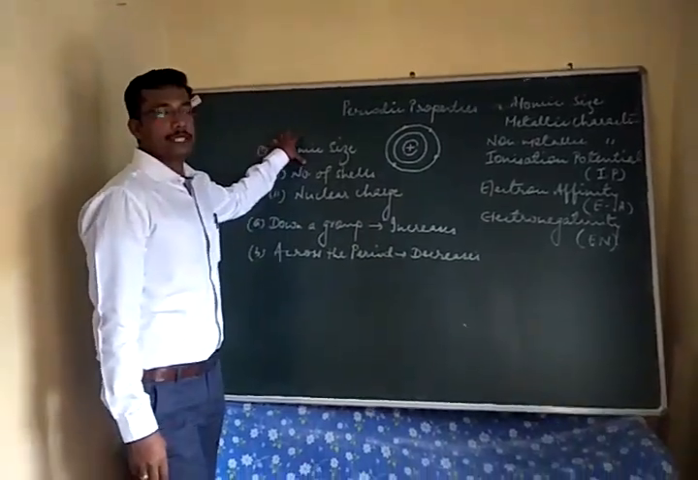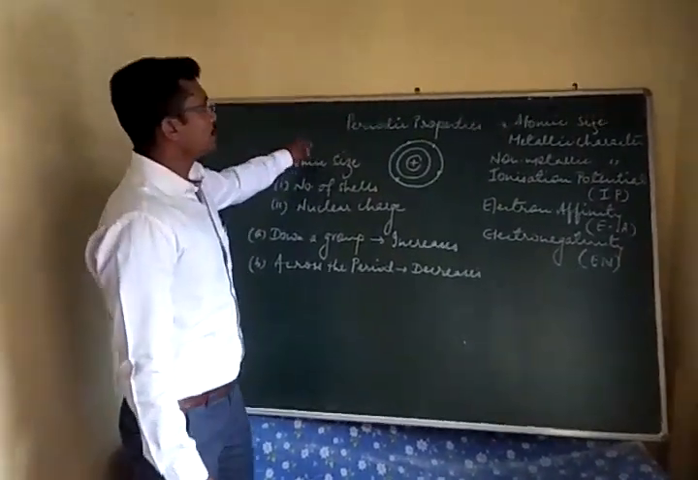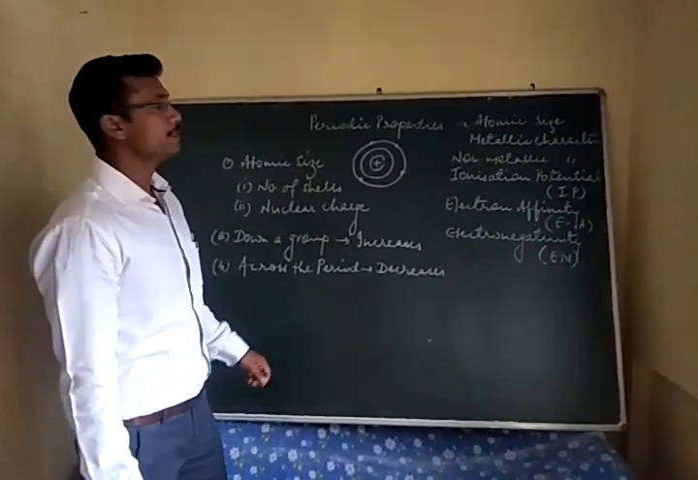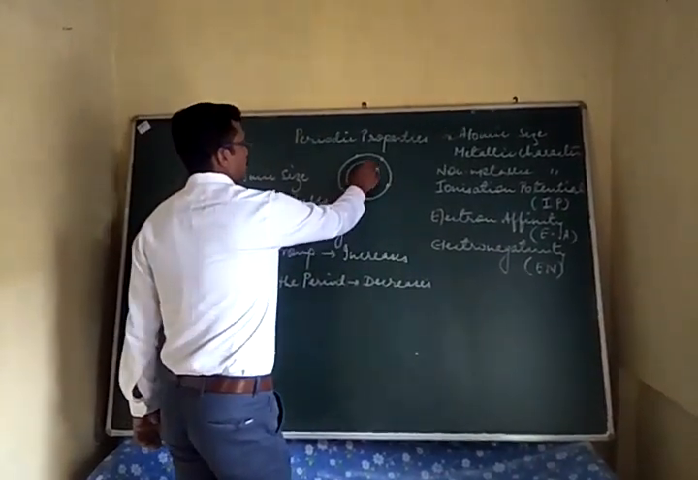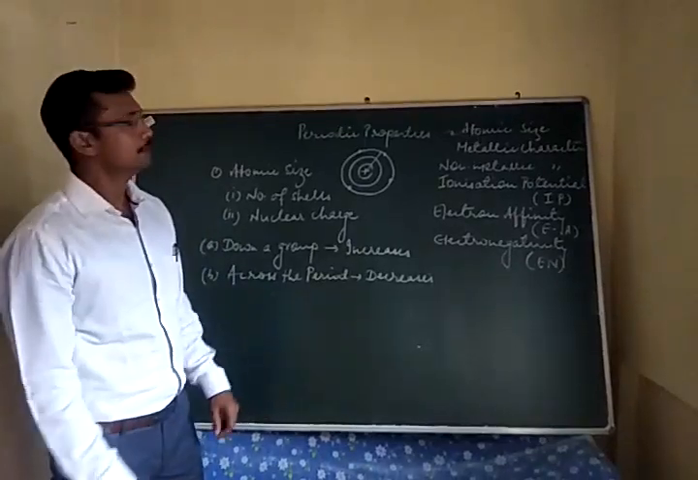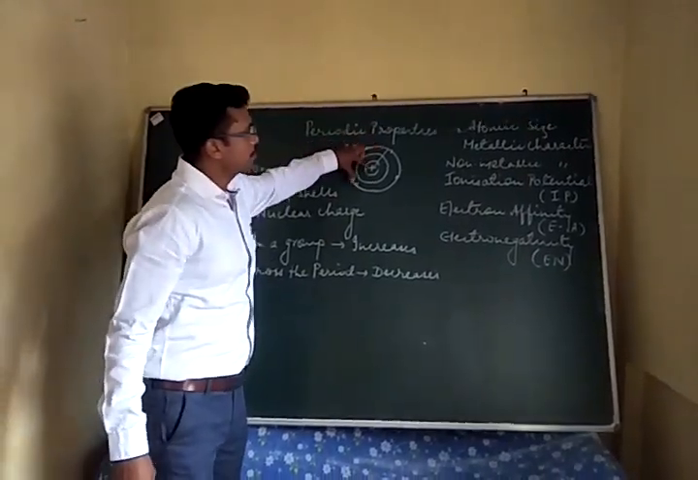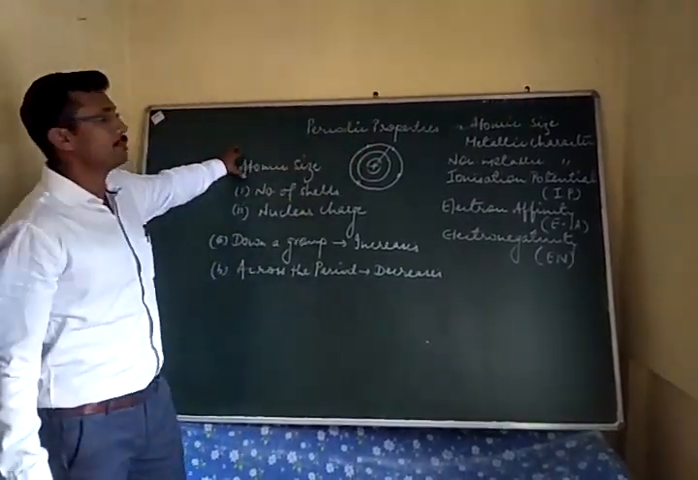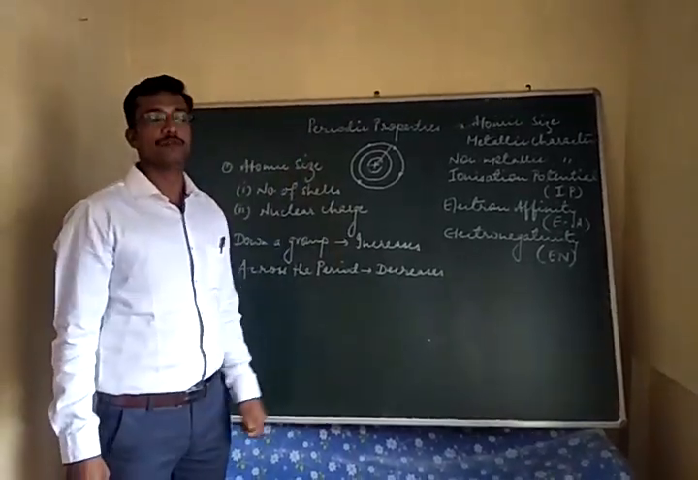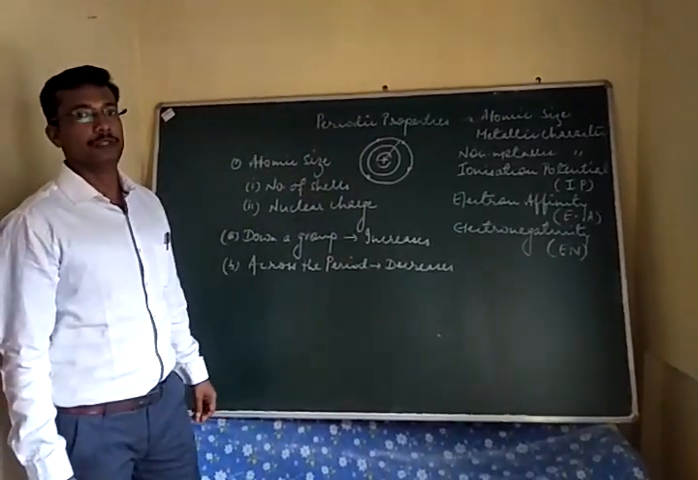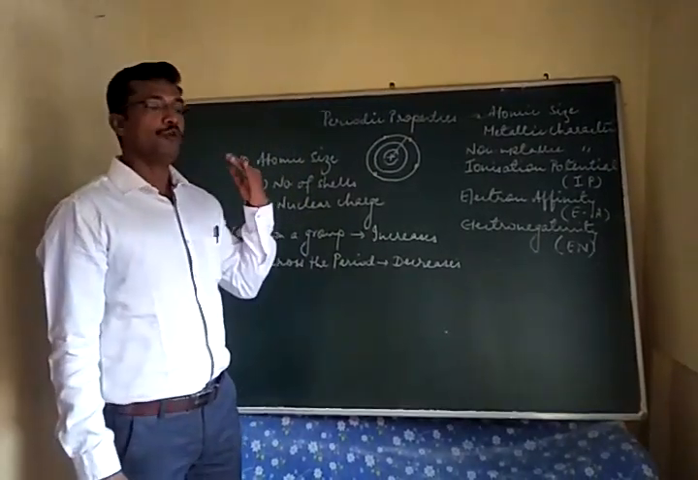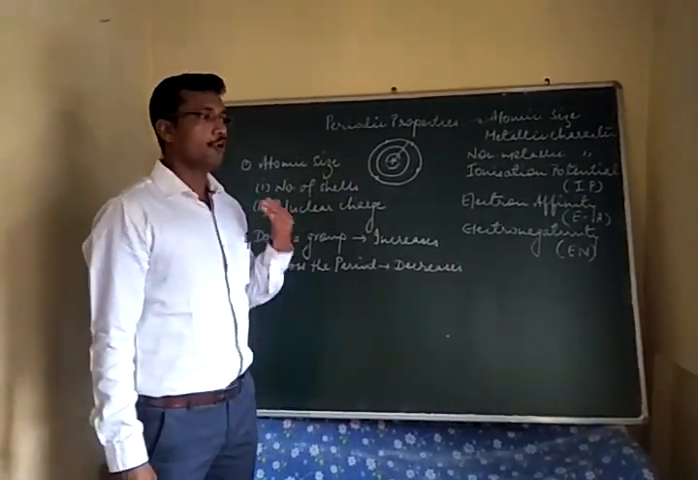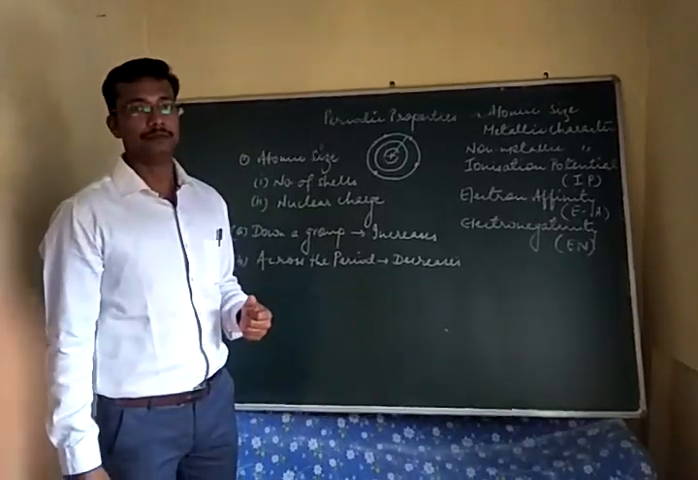So what is atomic size? Atomic size is the distance between the center of the nucleus to the outermost shell. It is this distance which is called atomic size or atomic radius of an atom. Now, how can the atomic size vary on moving down the group or moving across the period?